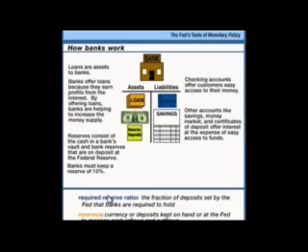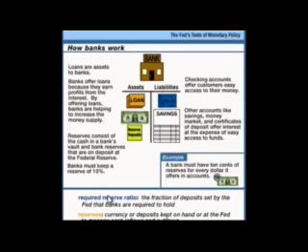Now, this then puts a constraint on banks. If banks want to offer more checking accounts, if they want to create more loans, if banks want to make more money, they've got to have reserves to do it. And this is where the Fed gets its power, because the Fed has the ability to control reserves.